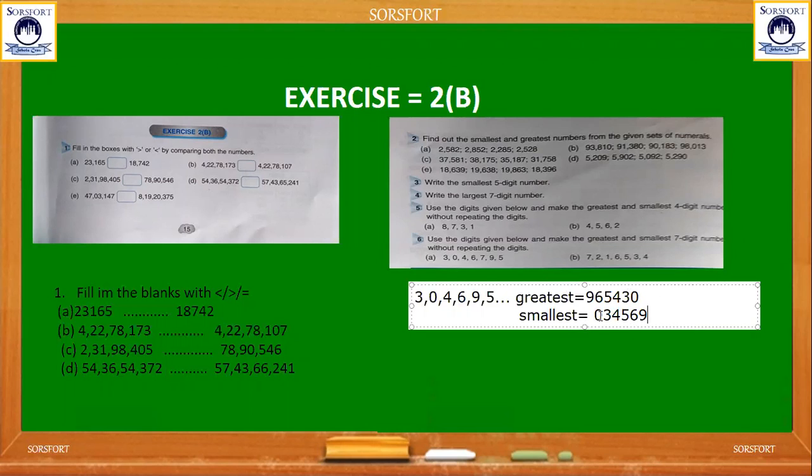So to make it a 6-digit number, what will I do? Instead of putting 0 in the beginning, I will put 0 in the second position. Now I will erase it. Now this is the smallest 6-digit number using the given digits. Now your exercise 2B, I have explained it. So you need to complete this exercise 2B.